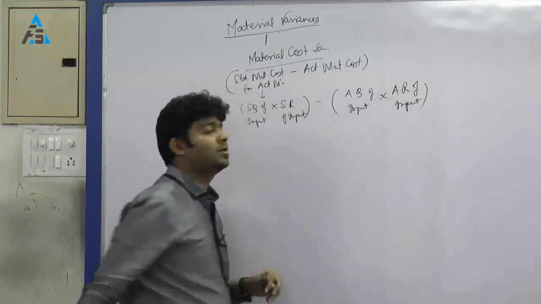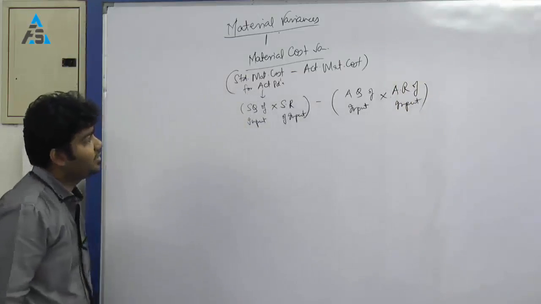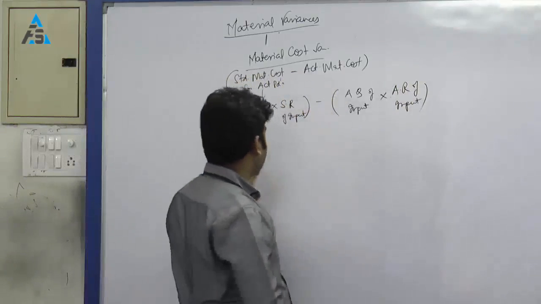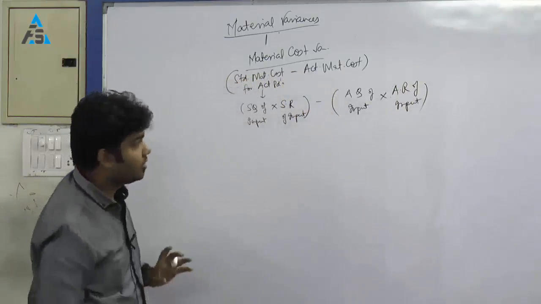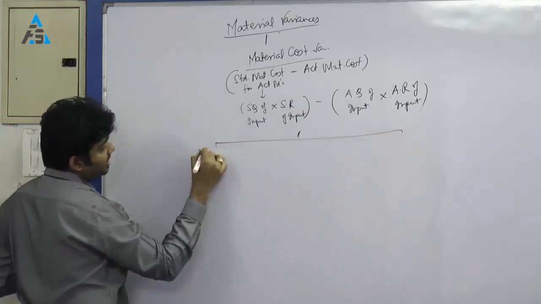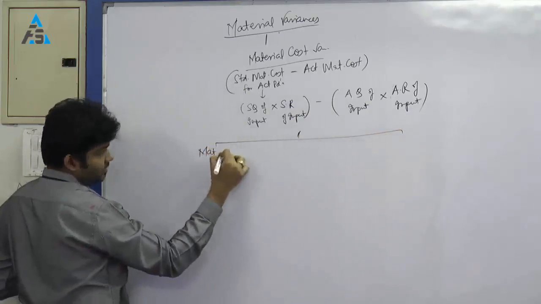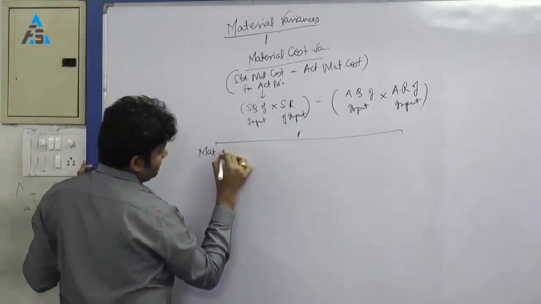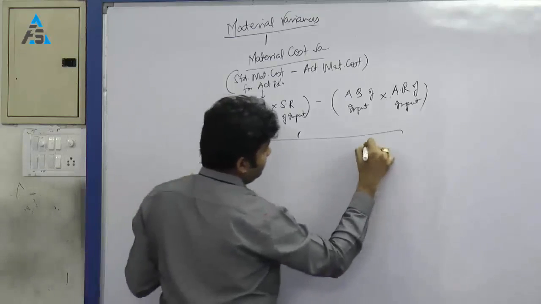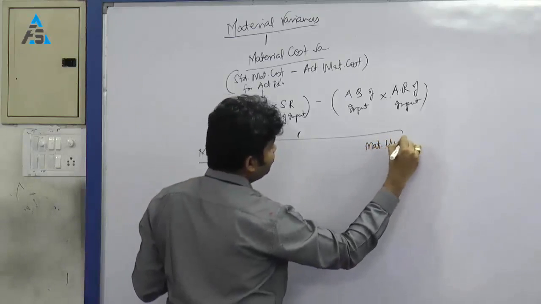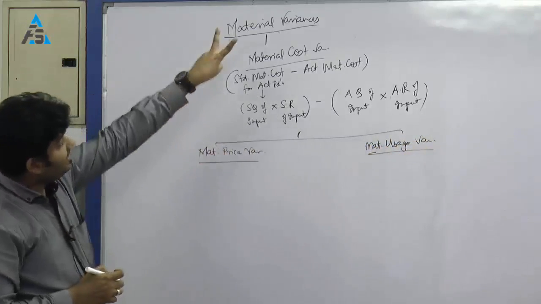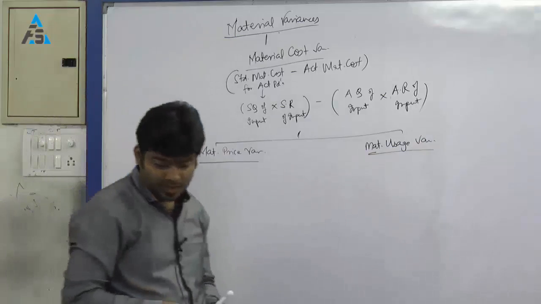So this is what will give me actual material cost. So standard material cost for actual production minus actual material cost, and this is the formula for the same. This is further subdivided into material price variance and material usage variance. Correct?